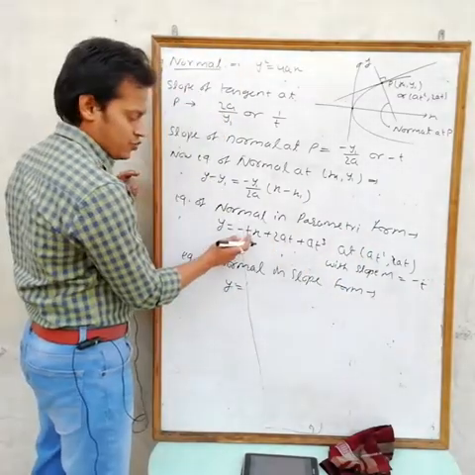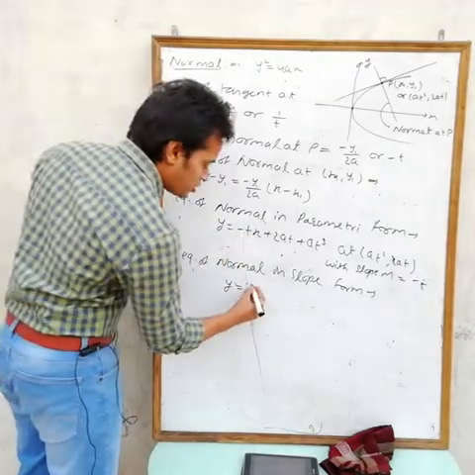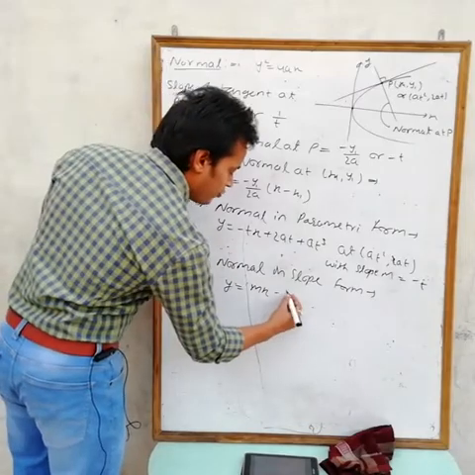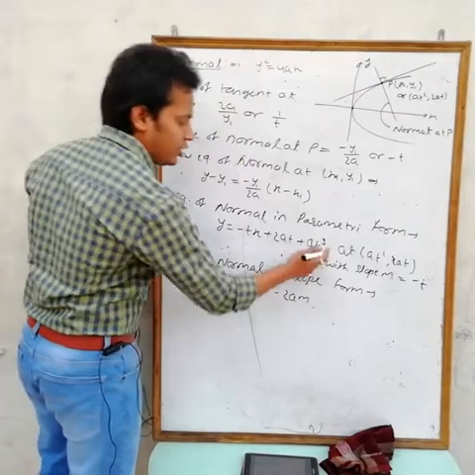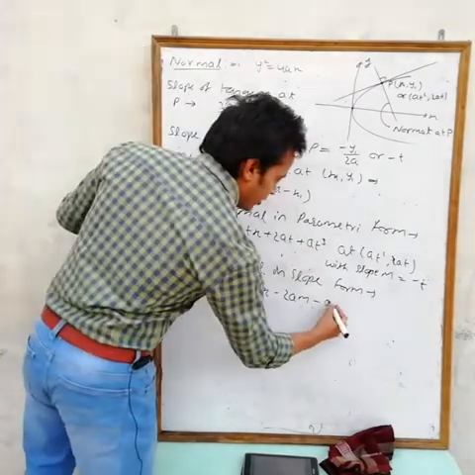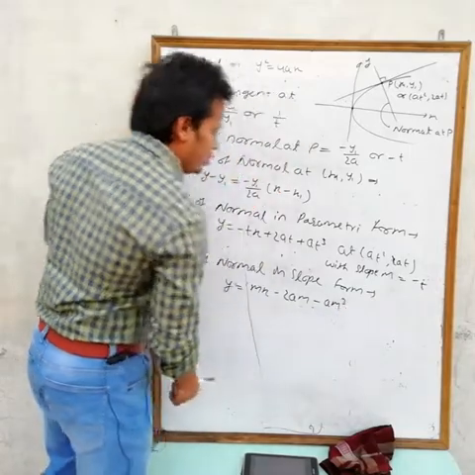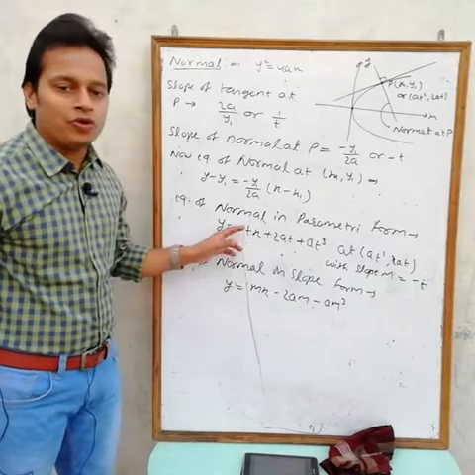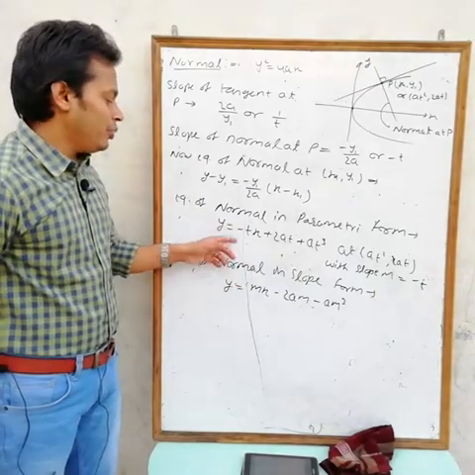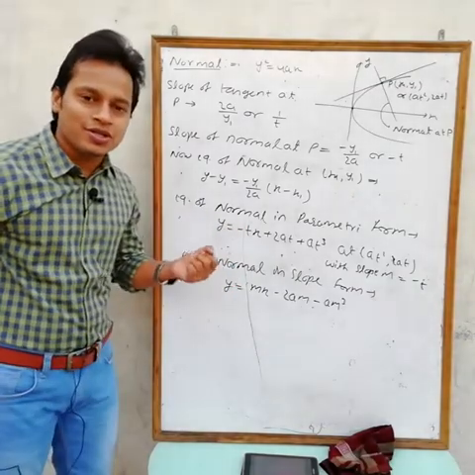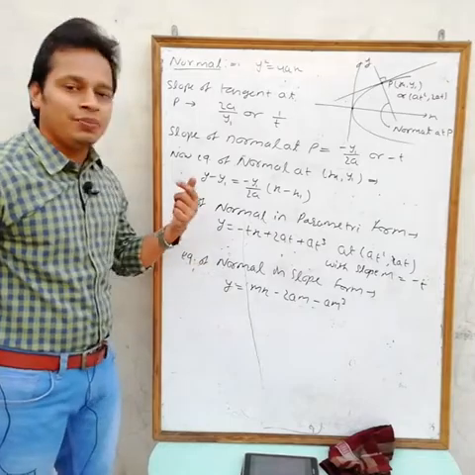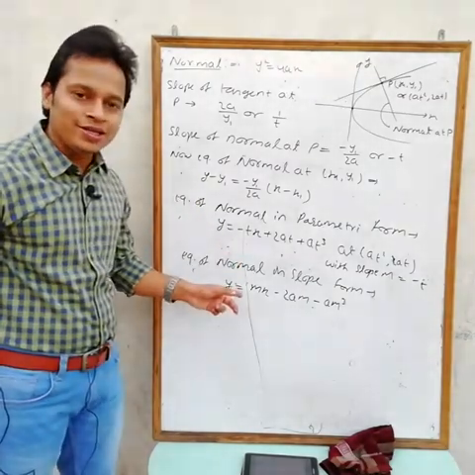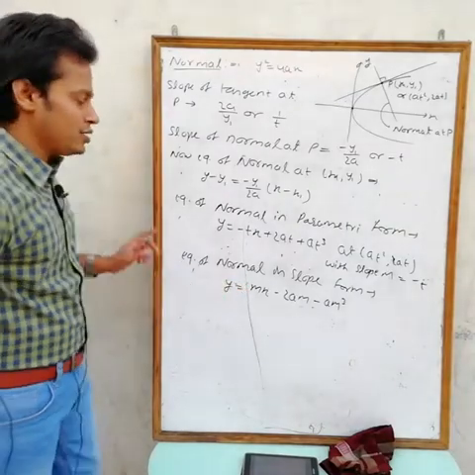y equals minus m into minus mx, and t as minus m gives minus 2am, t as minus m, then minus am cube. So this is the equation of normal in slope form. Both we have to remember. In parametric form, y equals minus tx plus 2at plus at cube. In slope form, y equals mx minus 2am minus am cube.